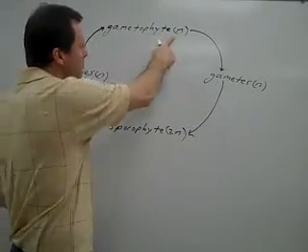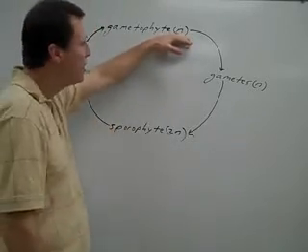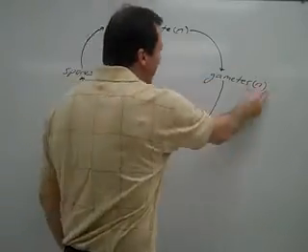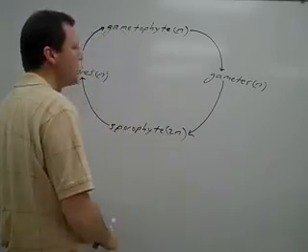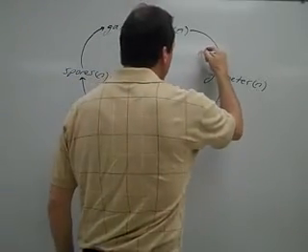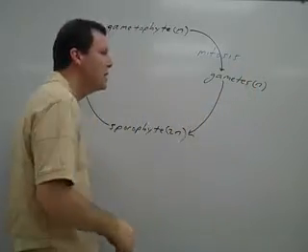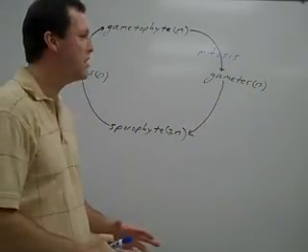Now let's go ahead and start up here. How do we actually get from the gametophyte to gametes? Well, we're going from N to N. So the process we're going to use for this is mitosis. Mitosis is going to give us genetically identical cells.